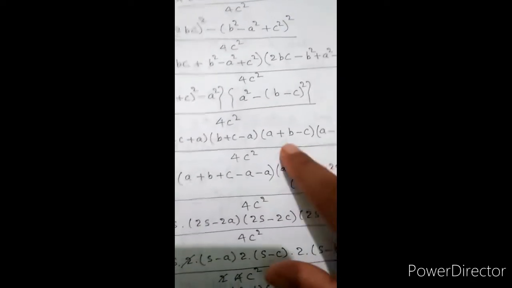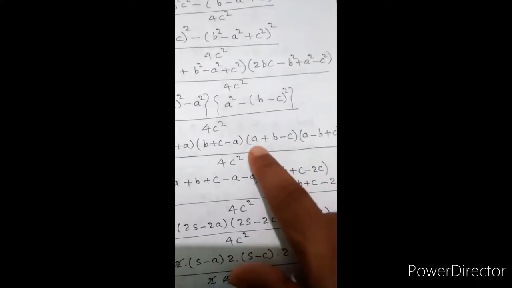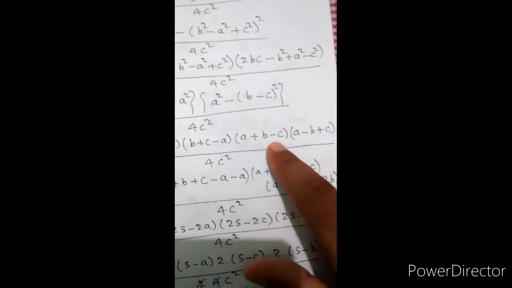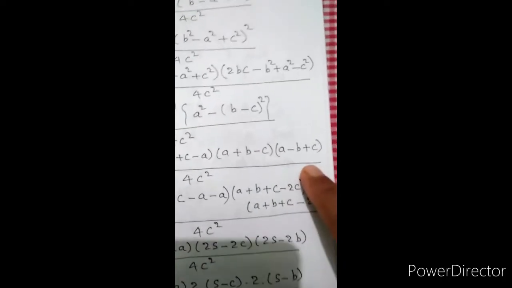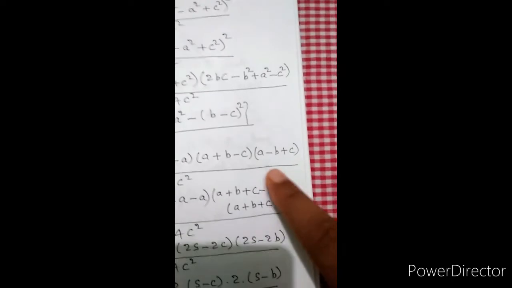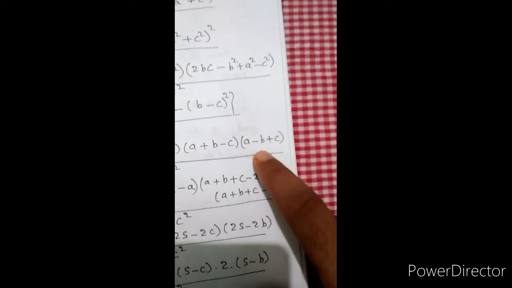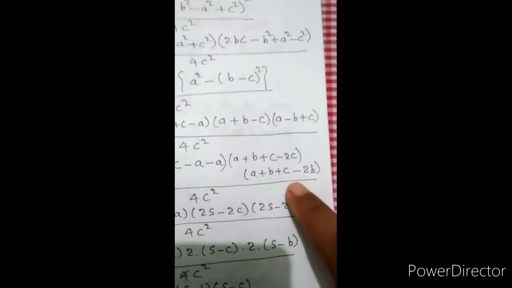Similarly, the second case will also be done, a plus b minus c. Here c will be added and c will be subtracted. Then we have a plus b plus c minus 2c. Again in this case, b will be added and b will be subtracted. Then we have a plus b plus c minus 2b. This part is here, a plus b plus c minus 2b, and 4c square will remain as it is.